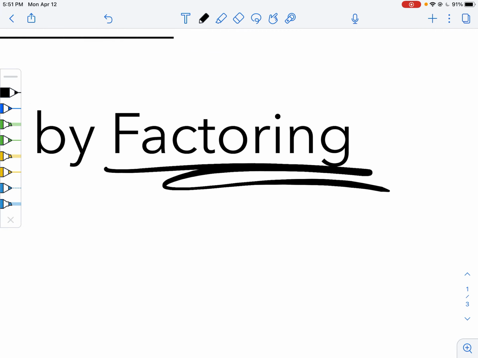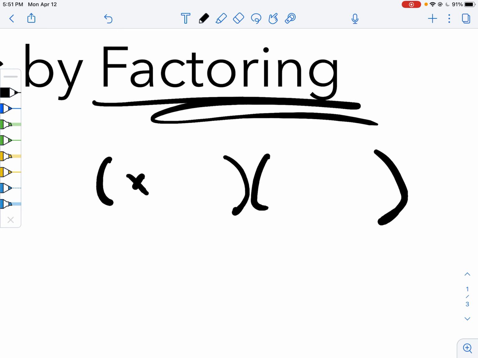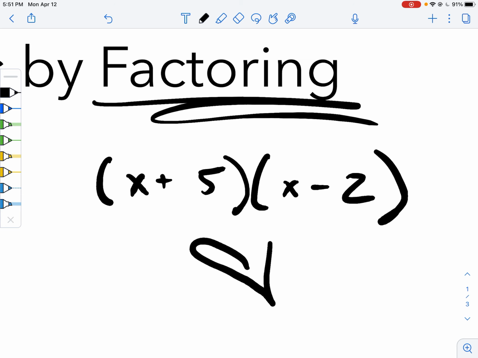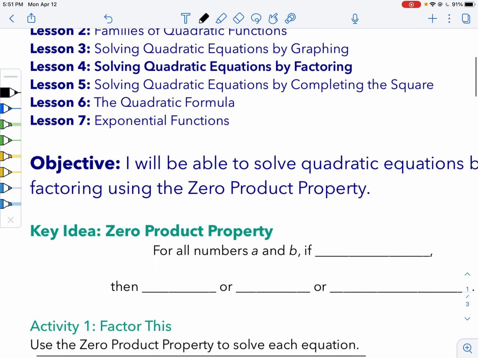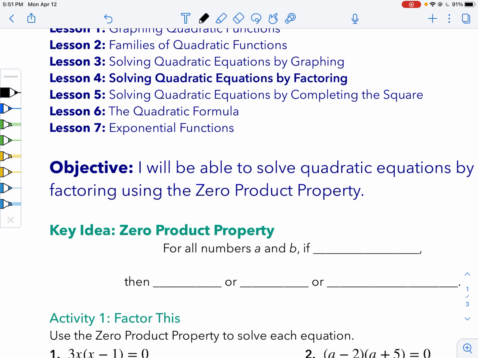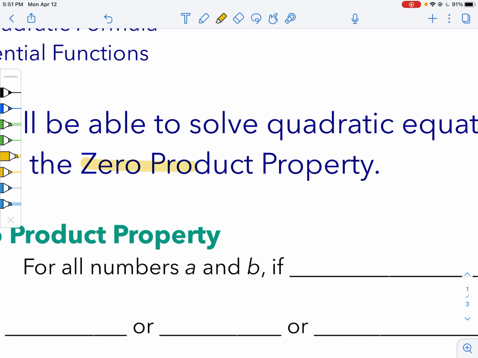The day has come. Factoring is important. Remember when you start out with something and you have to end up with like x plus 5 times x minus 2 or whatever. We're doing that. That's important today. Yay, I'm so excited. In fact, by the end of the day, you'll be able to solve quadratic equations using factoring and the zero product property. You guys, the zero product property is one of my favorite things in the history of all things ever.